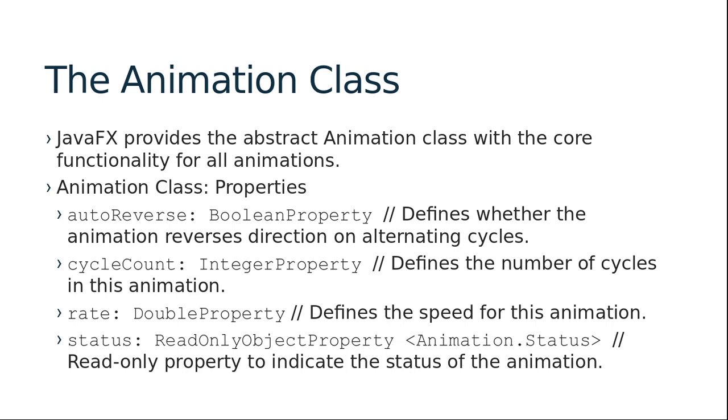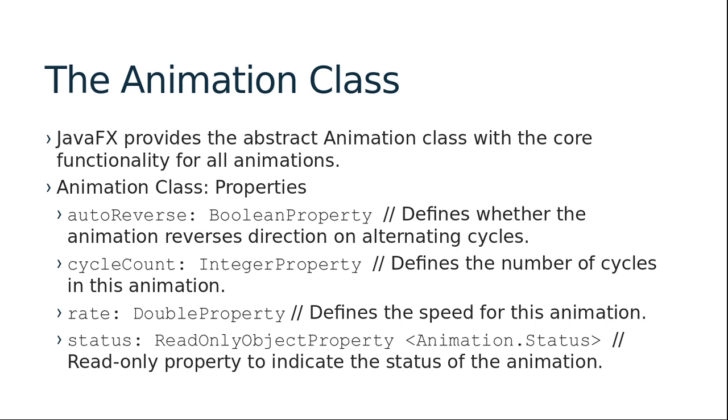You have the autoReverse property, which is a Boolean property. By default it is false, but you can make it true if you want to reverse your animation once it is completed one time, so the second cycle will be in the reverse manner. Then there is cycleCount, an integer property. It is the number of cycles you want for this animation, maybe 2 cycles, 3 cycles, and so on.